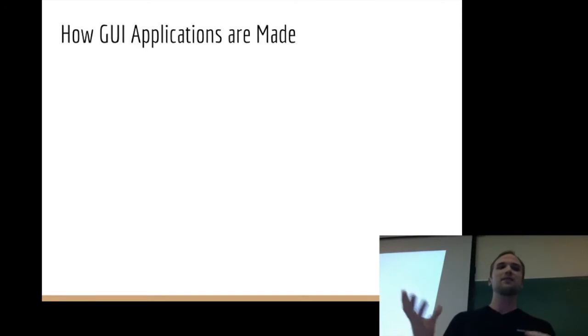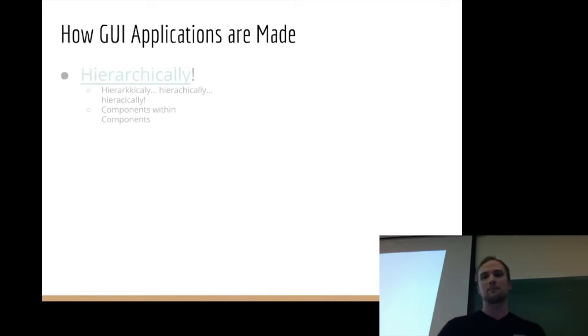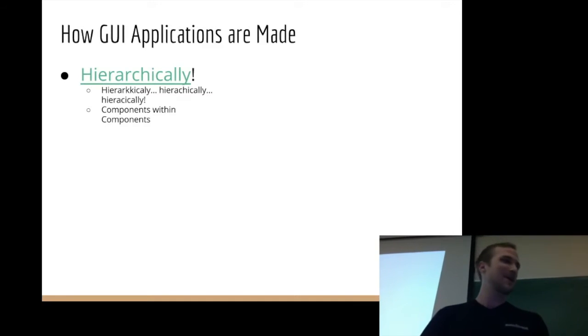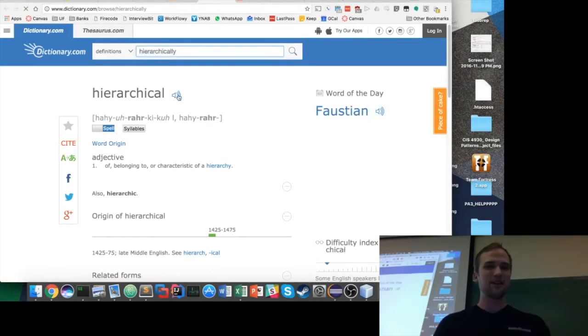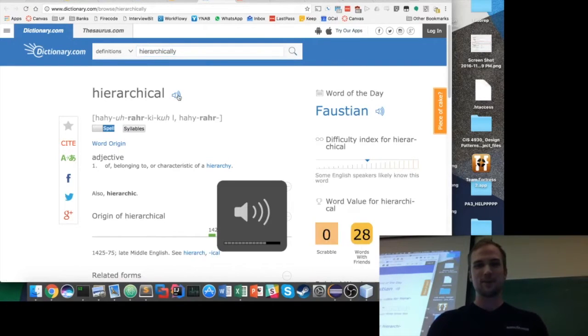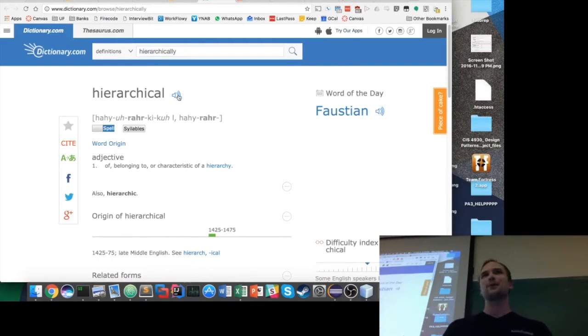Okay, so this is a breakdown of how GUI applications are made. I know it might seem a little basic, but I want to get you in the mode of thinking about how we're going to structure this in code. GUI applications are arranged hierarchically.